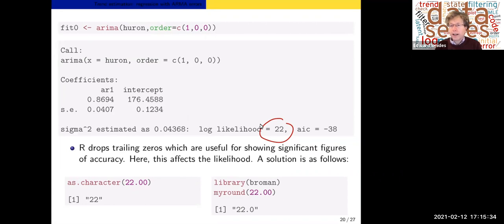And what I do for that is I load this R library broman and use my round, which knows which in fact dropped to 0 here. So, well, I was about to say it knows how to, I see. By default, my round rounds to 1 decimal place. But it does keep the trailing 0, which otherwise R tends to drop.